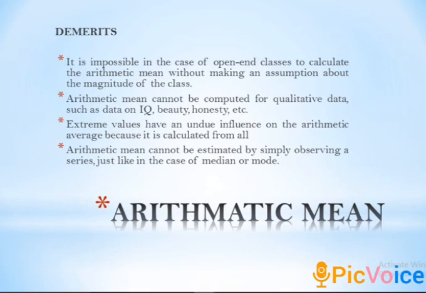Third है, extreme values have an undue influence on the arithmetic average because it is calculated from all. Lastly है, arithmetic mean cannot be estimated by simply observing a series, just like in the case of mean, median or mode.